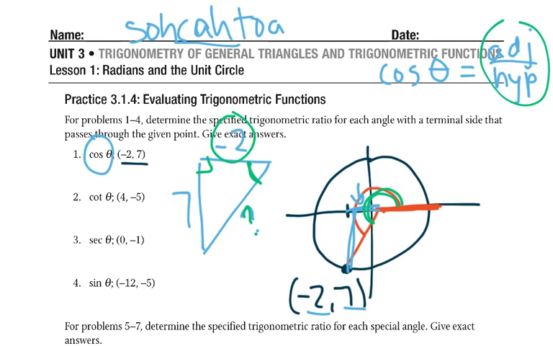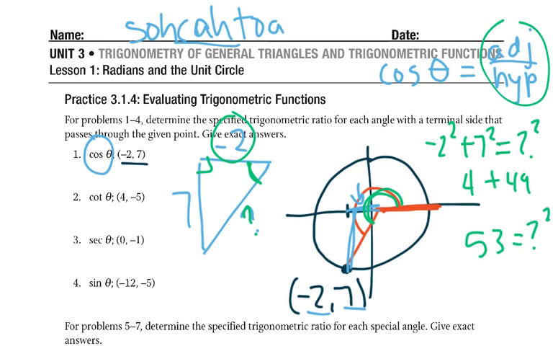Because it's a right triangle, I can use the Pythagorean Theorem. So negative 2 squared plus 7 squared equals my hypotenuse squared. So negative 2 squared is positive 4. 7 squared is 49. So 53 equals hypotenuse squared. Take the square root. So I get the square root of 53. Now it says it wants an exact, so I don't turn that into a decimal. So that's simply right here, square root of 53.